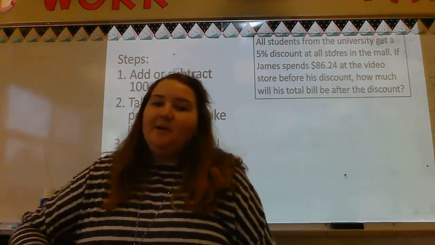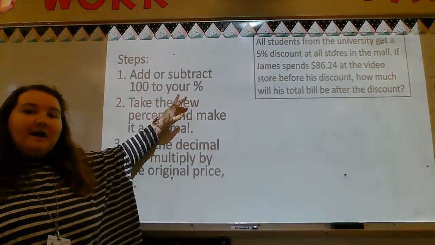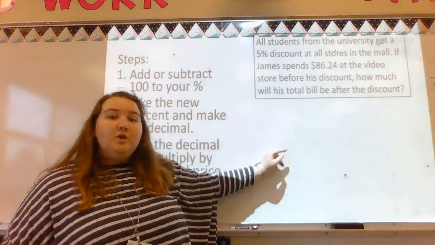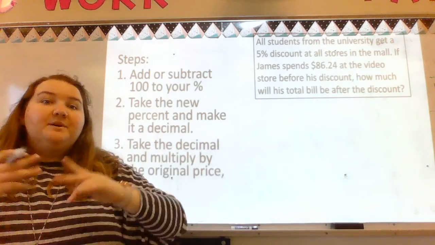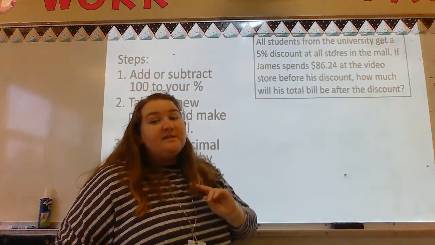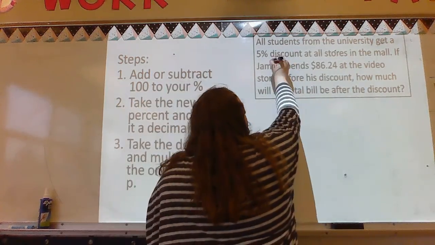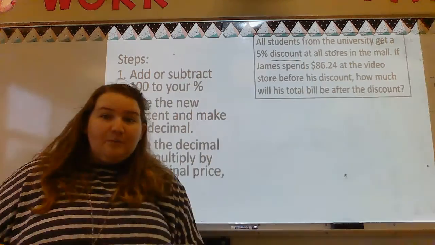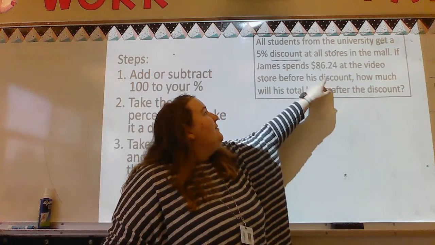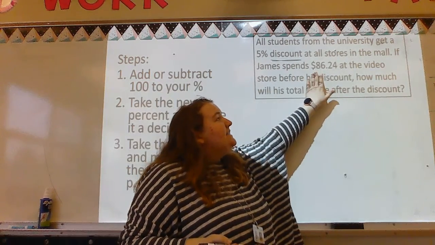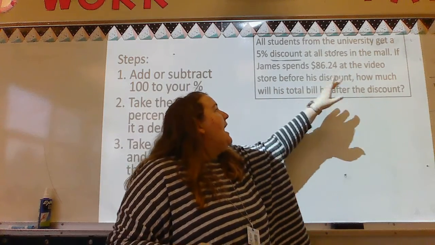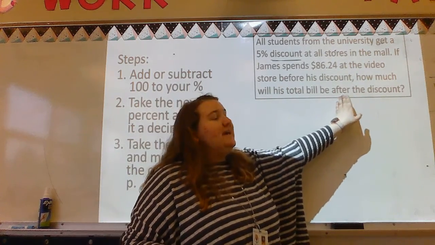Okay, last example. Again, this is why those steps are helpful. I'm using my steps on the left to help me solve the problem on the right. Okay, new problem. This is a word problem. I'm going to read it out. All students from the university get a 5% discount. I'm going to underline discount because it is a key word. We're going to come back to that in a second. At all the stores in the mall. If James spends $86.24 at the store before his discount, how much will his total bill be after the discount?